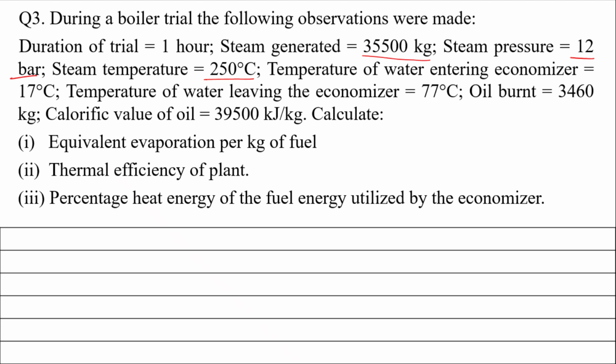What is different in this question is that I have an economizer here. The temperature of water entering the economizer is 17 degrees Celsius, and the temperature of water leaving the economizer is 77 degrees Celsius. That means the hot flue gases leaving my boiler are passed to the economizer, and the temperature of the feed water is raised by 77 minus 17, that is 60 degrees Celsius, using the hot flue gases.